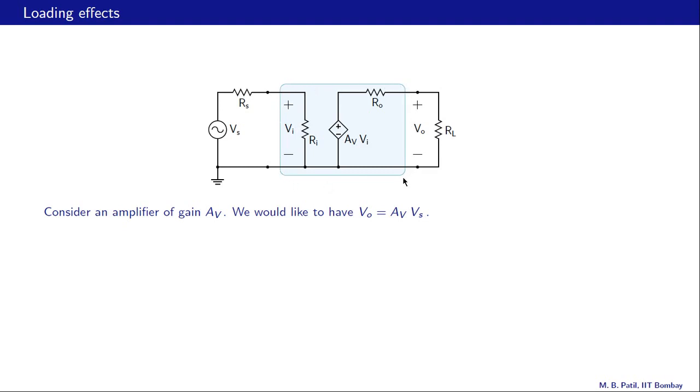The equivalent circuit of the amplifier is represented by the input resistance Ri, the voltage gain AV, and the output resistance RO. So what we would really like to have is VO to be equal to AV times Vs. Let's say we have Vs equal to 1 millivolt and the gain of this amplifier is 100. Then we would like to have an output voltage of 100 times 1 or 100 millivolts.